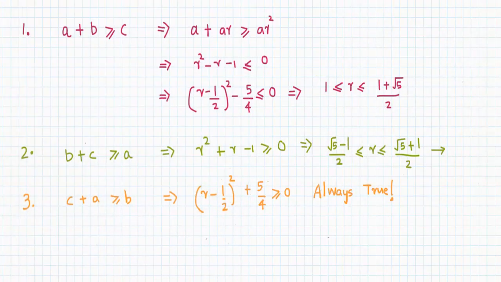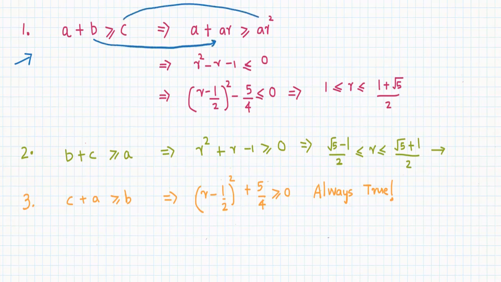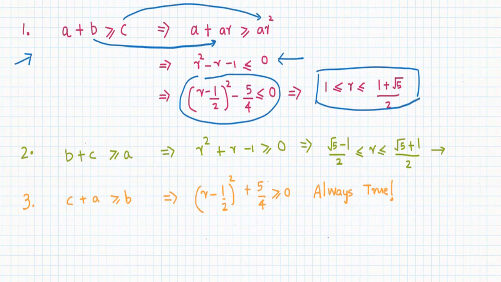So let's take the first inequality, A plus B greater than or equal to C. Plug in the values of B and C. B is actually AR and C is actually AR squared. So when we simplify, we get this following form, and if we do a completion of square and some rearrangement, we get this inequality, which results in this range for R. Let's call it equation 1.